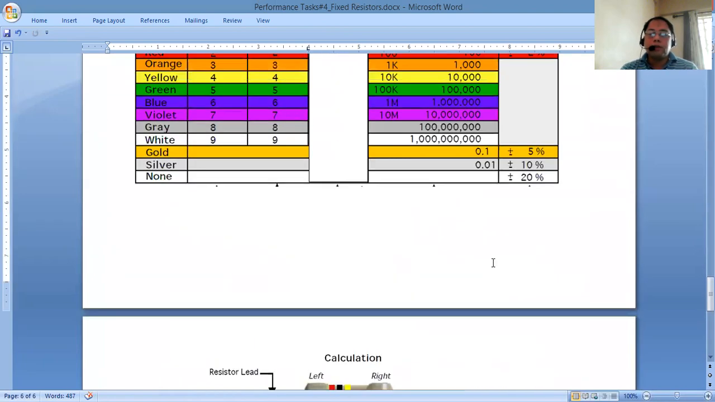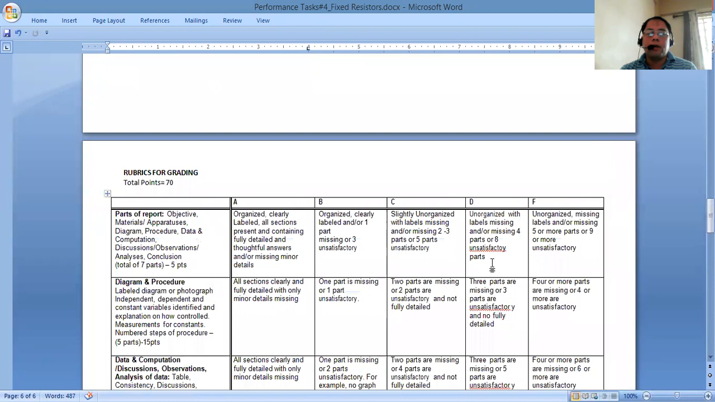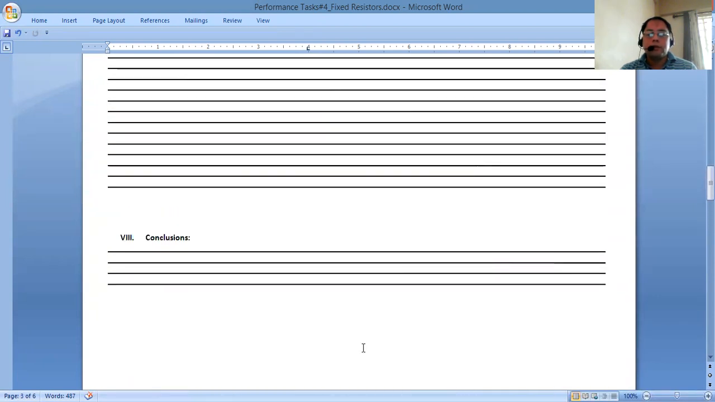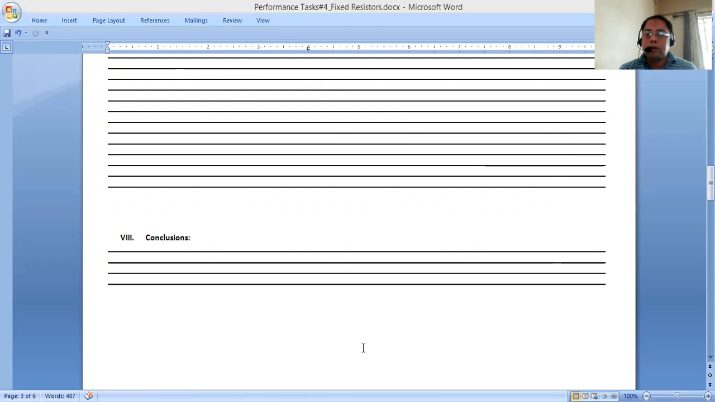Again, this is the whole template, and we are attaching it there. I hope you understand the activity, and you can perform it together with your group. I suggest that each member of the group be given a responsibility to have one resistor each, and therefore they will have an obligation to give the computation for that particular resistor. That's all for this performance task number 4.